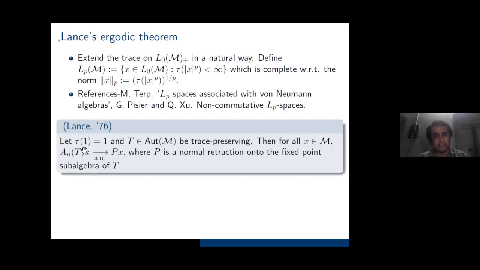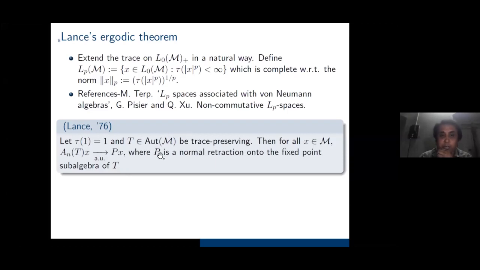Okay, you can define that discrete average in the same way you define the commutative discrete average, and those averages converge. This Px is a kind of projection. But one important point is that now you need to replace pointwise, almost everywhere convergence, by something else. And he came up with this notion of convergence, which is called almost uniformly. I think this ergodic theorem itself was a major breakthrough in non-commutative ergodic theory.